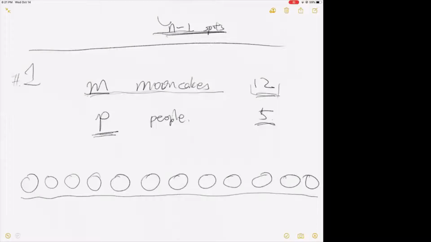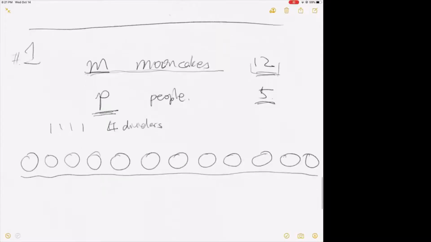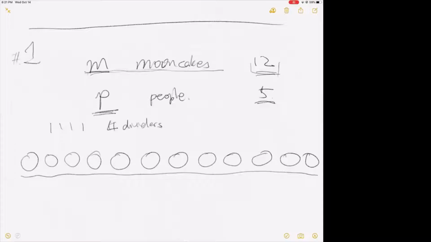and the mooncakes. So how many dividers are you using? You have four dividers? Yes. Since there's 12 mooncakes, the number of ways to do it is the number of ways to arrange the dividers in the mooncakes. Why is that? Why now you have 12 plus 4?